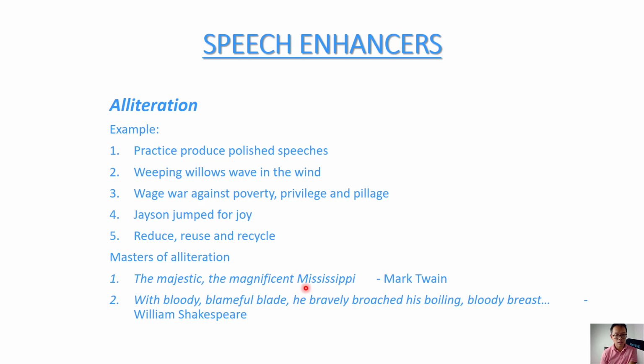Master of alliteration: the majestic, the magnificent Mississippi. Whenever you want to describe something or a place, right? Mississippi is the Mississippi River, right? A place. How do you explain this one more? Start with the same sound. If you explain Mississippi, you can say magnificent Mississippi. The majestic and magnificent Mississippi. Very cool. It's an alliteration.